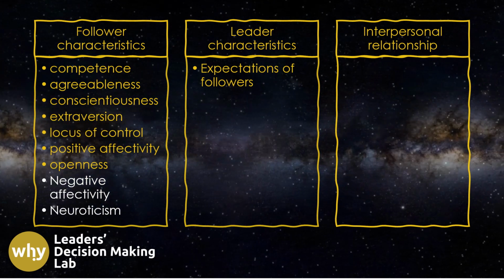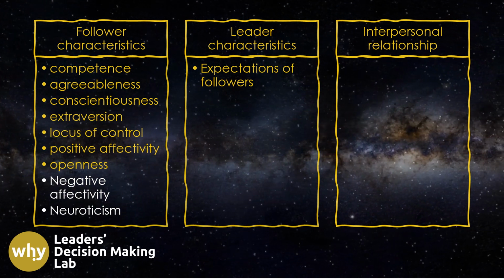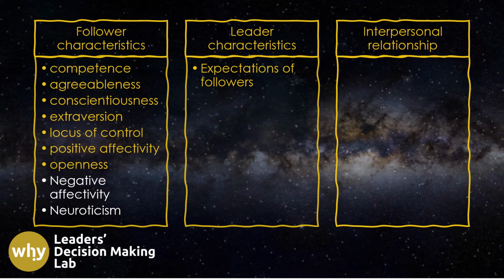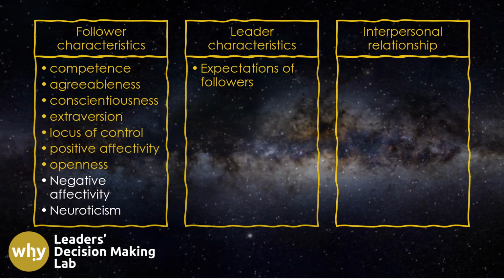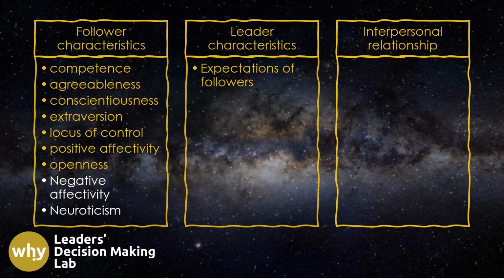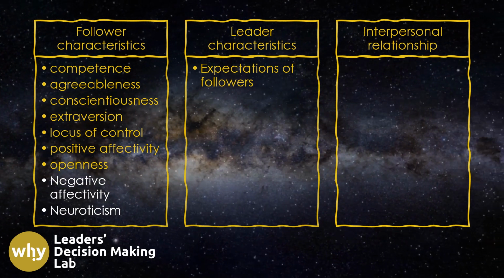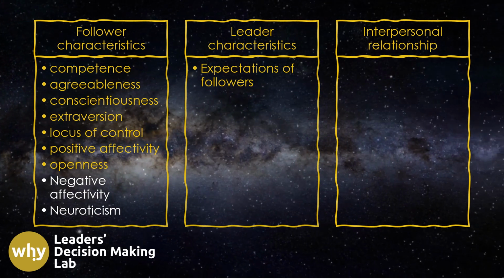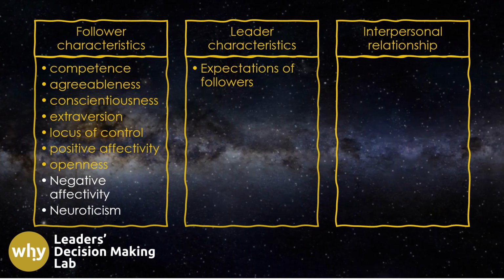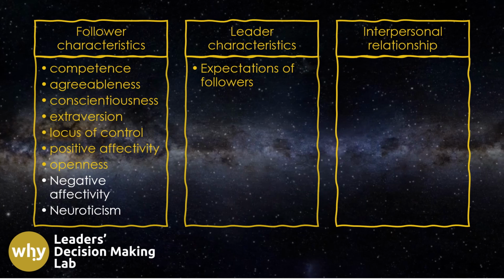Leaders have certain expectations of their followers, which can shape the leader-member exchange relationship. For example, if a leader has high expectations regarding the competence and performance of a follower, they may provide more guidance, support, and opportunities for growth to that individual.